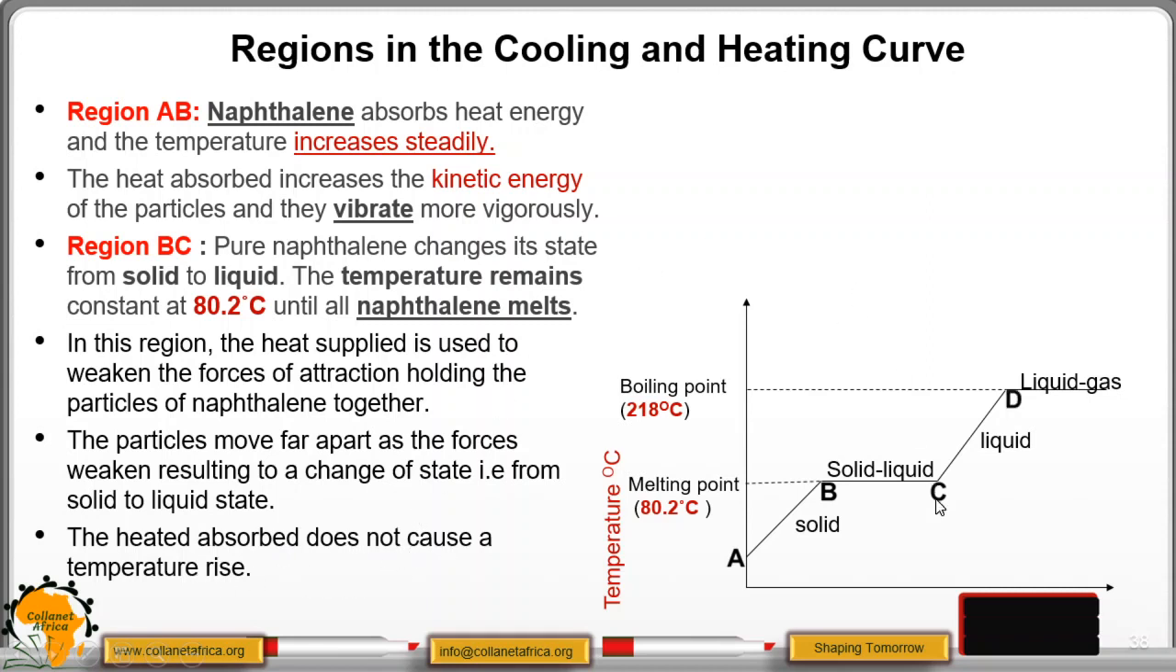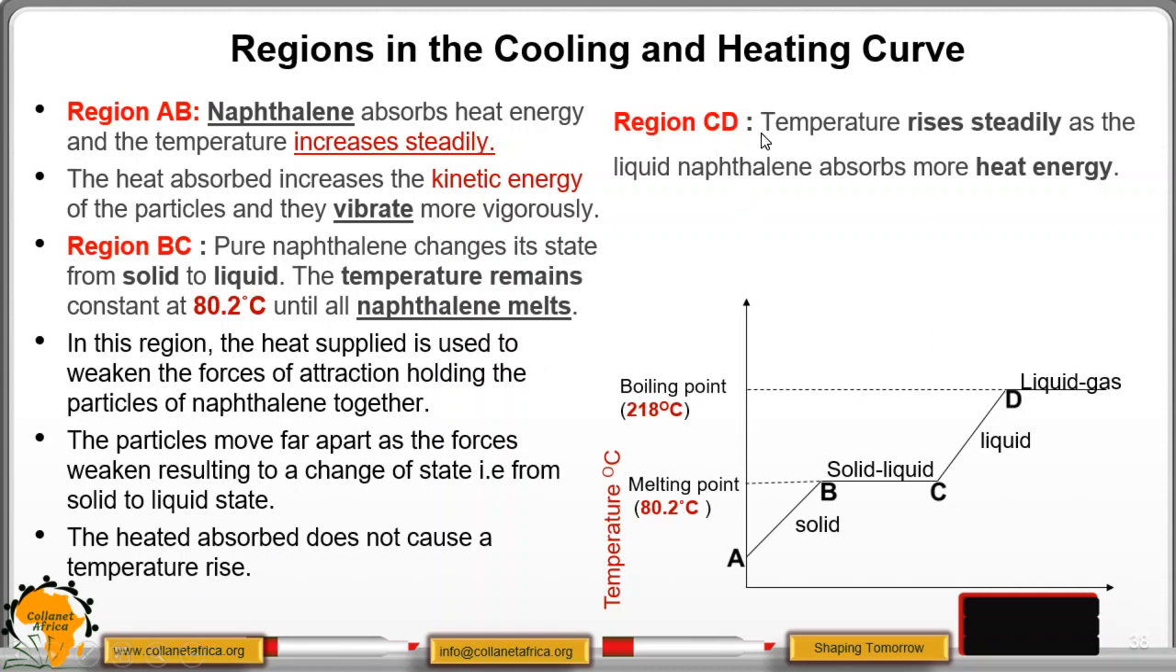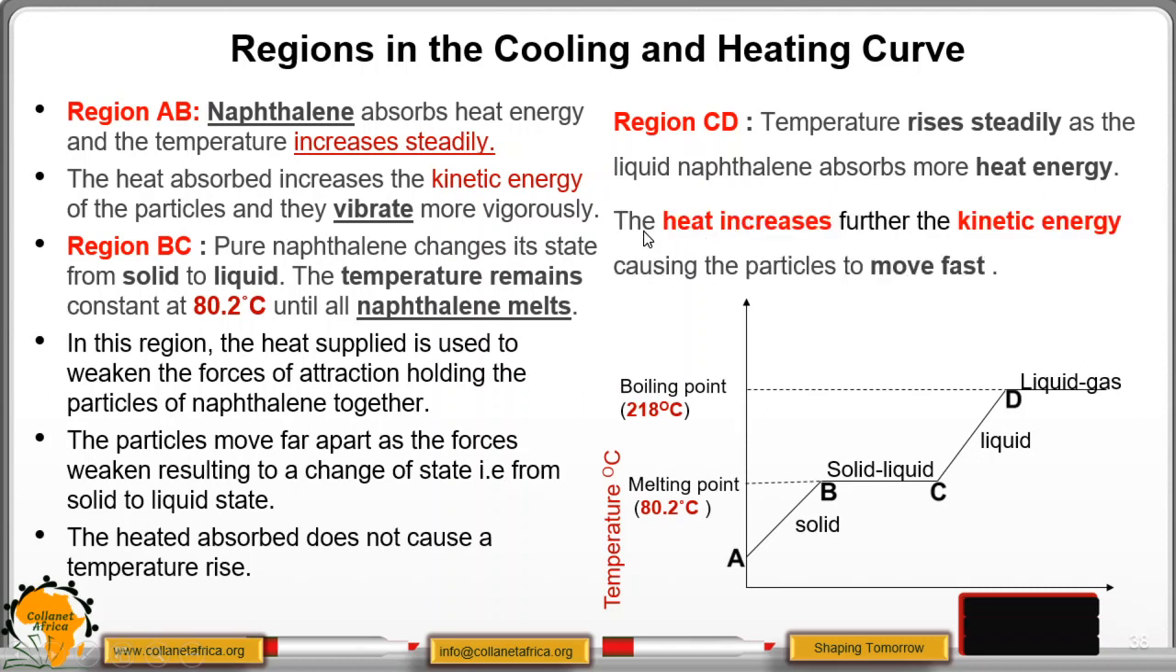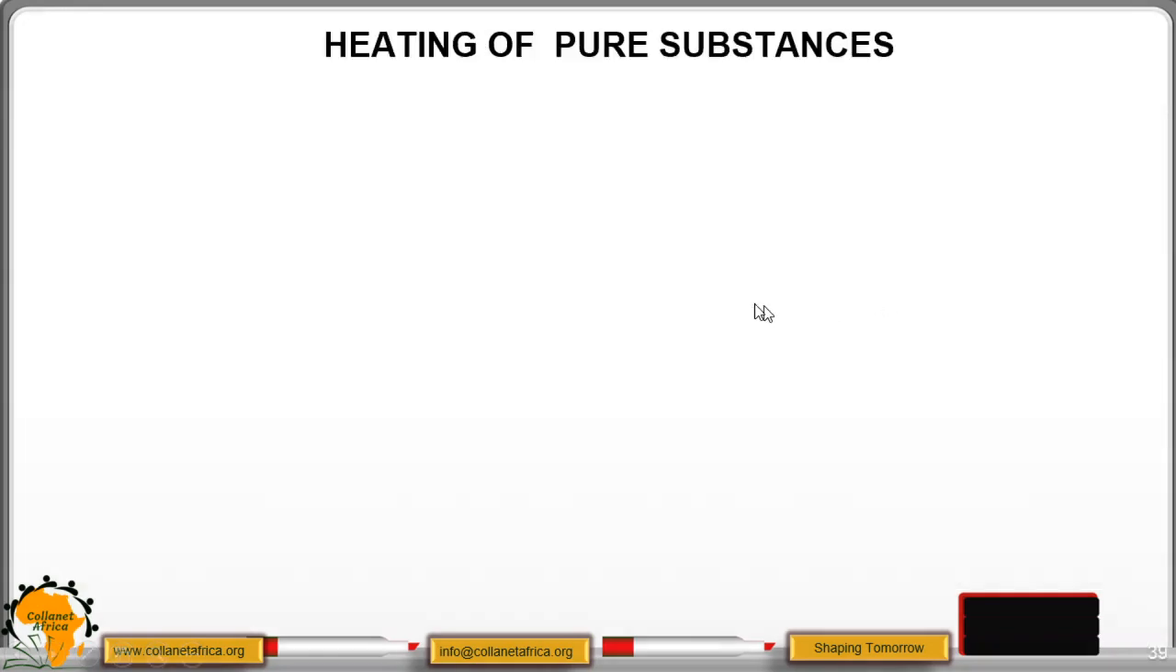Then we have the other region, C to D. In this region, the temperature rises steadily as liquid naphthalene absorbs more heat energy. The heat increases further the kinetic energy, causing the particles to move fast. Then this is the stage where the state changes from liquid to gas. This is the boiling point, in case you reach those temperatures.